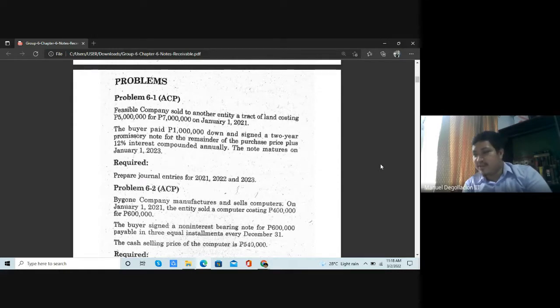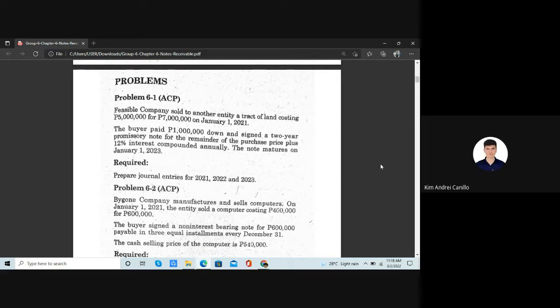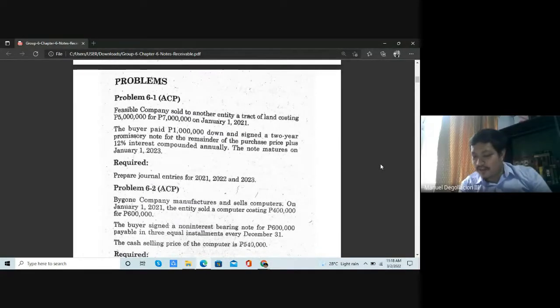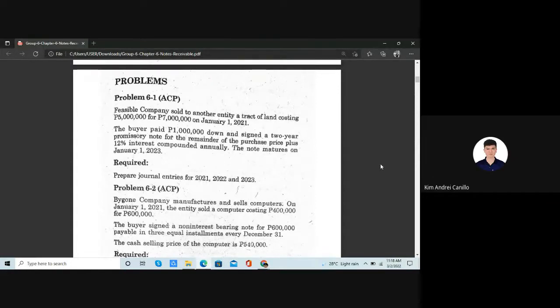But how much was the amount? The same entry, correct, Miss 13? What was your entry again? Debit cash 1 million, sir. Then debit notes receivable 6 million. Then credit land 5 million. Then credit gain 2 million. Did I say 7? I know, sir. I mean the land would be 5 million credit.